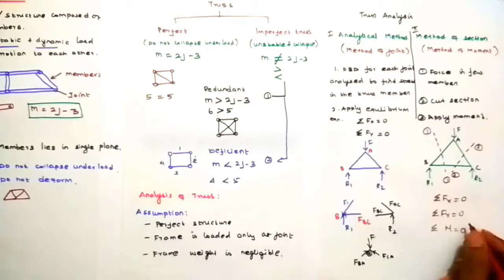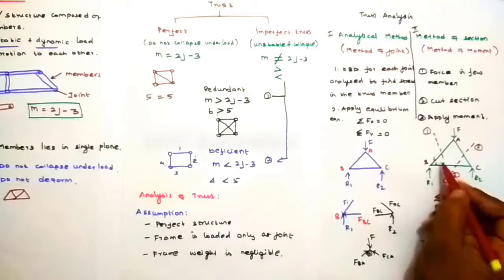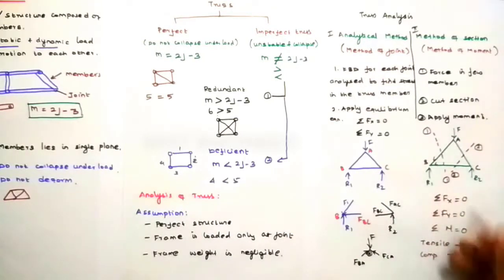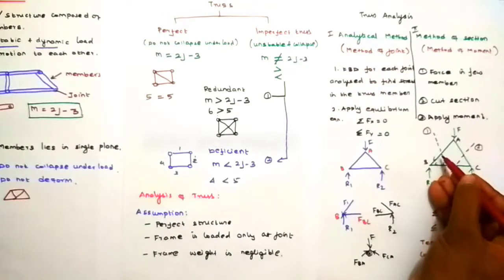Suppose in any joint, tensile force is positive and compressive force is negative. We should assume the direction. Suppose the value is negative, that indicates the taken direction is wrong. Let's see one example for this.